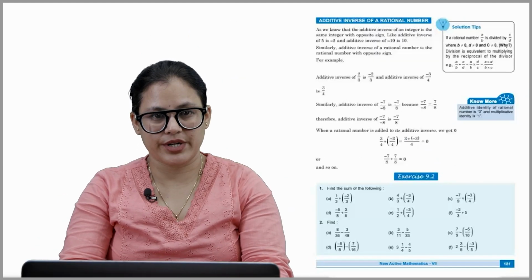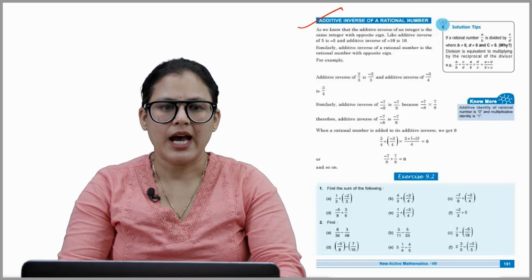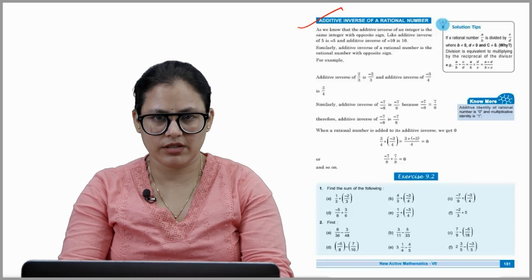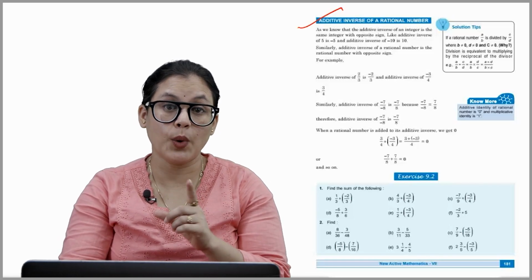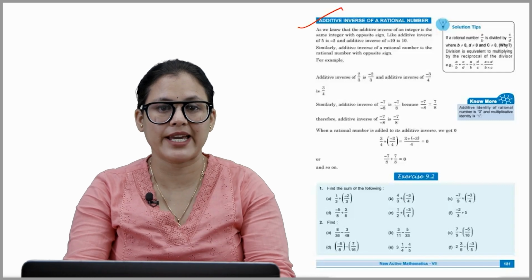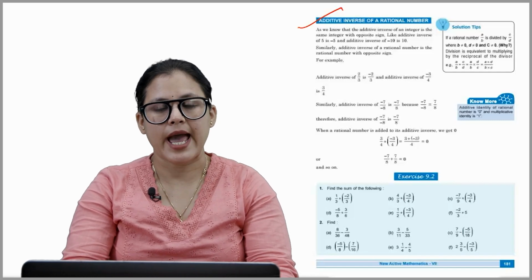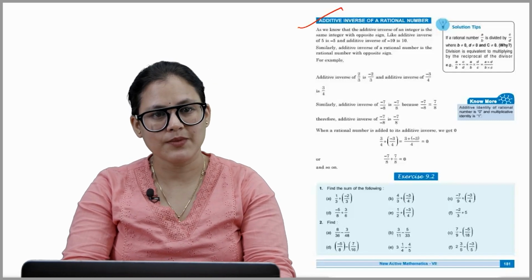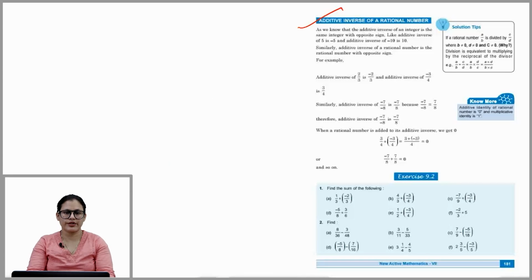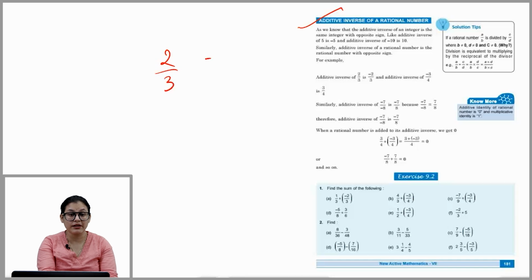Additive inverse of a rational number. As we know, the additive inverse of an integer is the same integer with the opposite sign, like the additive inverse of 5 is minus 5 and the additive inverse of minus 10 is 10. Similarly, the additive inverse of a rational number is a rational number with the opposite sign. For example, the additive inverse of 2 by 3 is minus 2 by 3. And the additive inverse of minus 3 by 4 is 3 by 4.